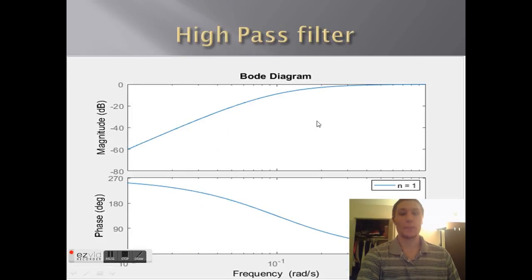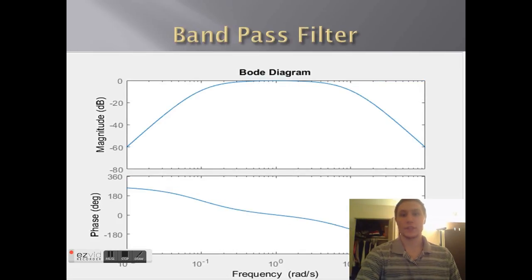Now, this is a high-pass filter. It does the complete opposite. It only lets through high frequencies and cuts off low frequencies. Now, when you combine the two together, you get this bandpass filter. A bandpass filter is a high-pass filter and a low-pass filter multiplied together. And this is only allowing a certain set of frequencies through there.